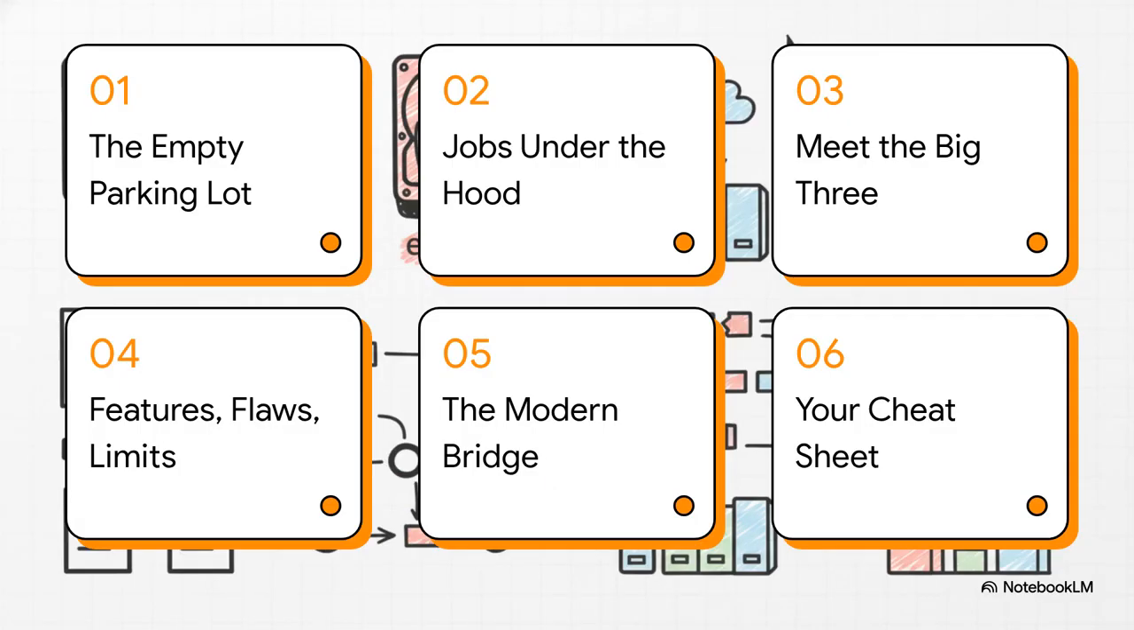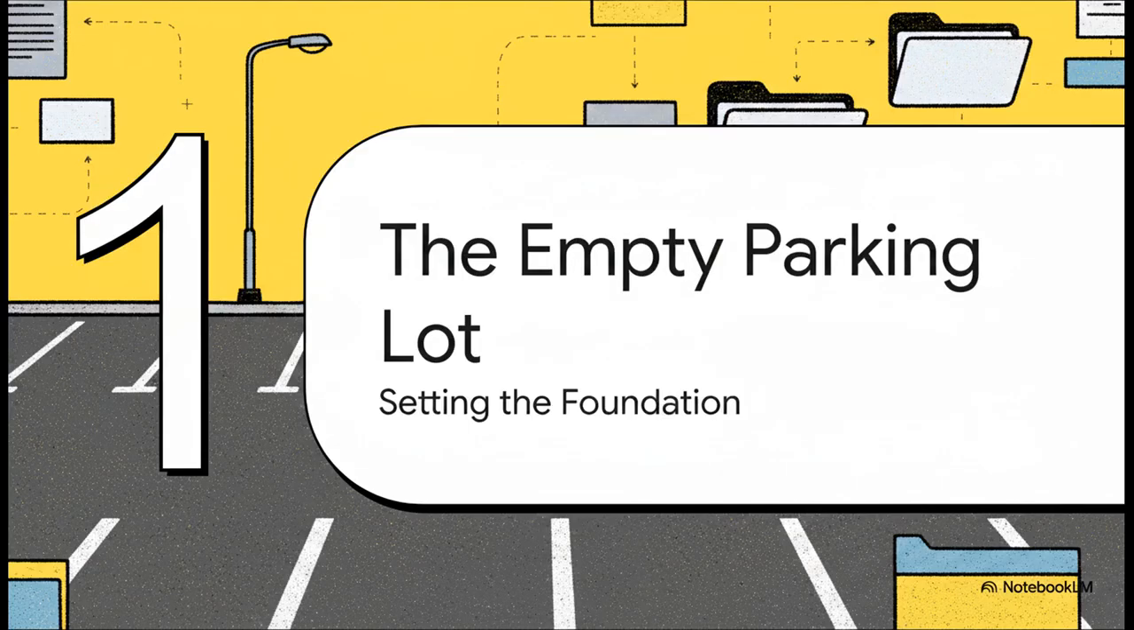Here's our roadmap for today. 1. The empty parking lot. 2. 4 jobs under the hood. 3. Meet the big 3. 4. Features, flaws, and limits. 5. The modern bridge. And finally, 6. Your storage cheat sheet.